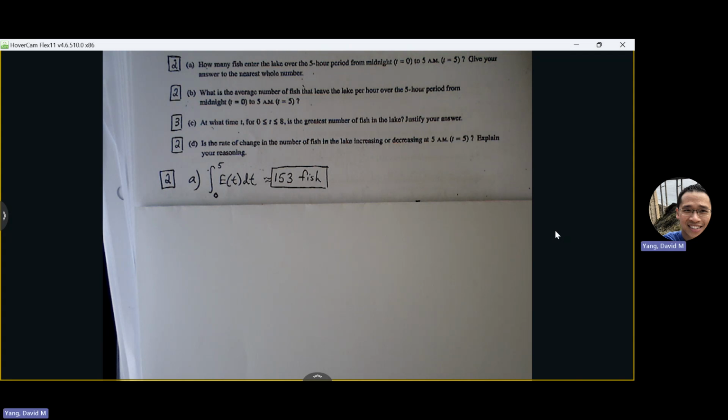Okay, part B, what is the average number of fish that leave the lake per hour? So we still want something at the level of fish per hour, but we want the average number of that. So there's that hint: average value theorem for part B.